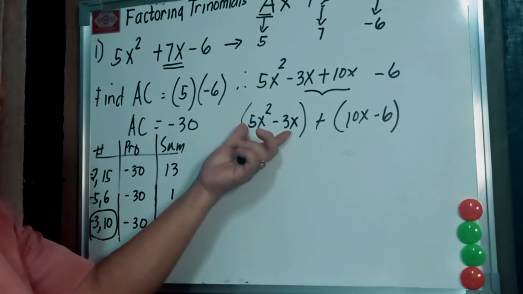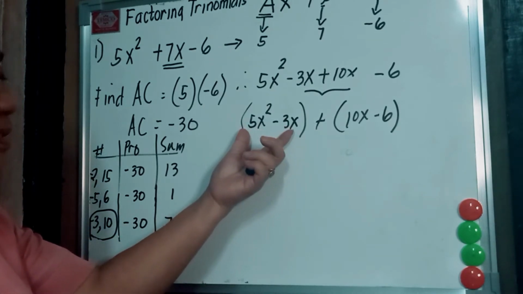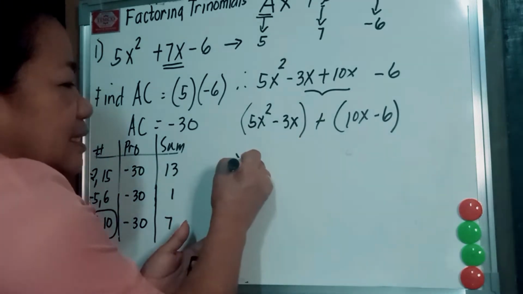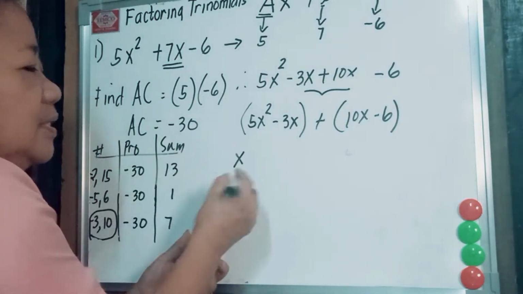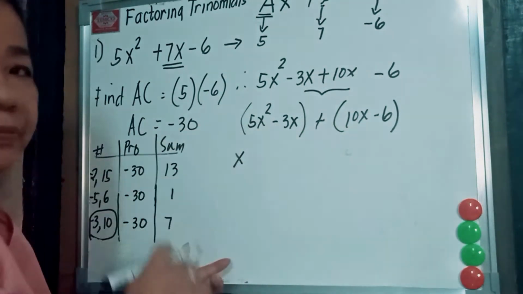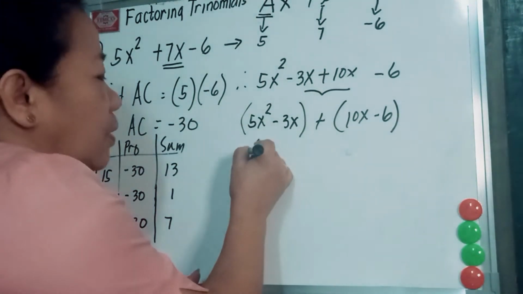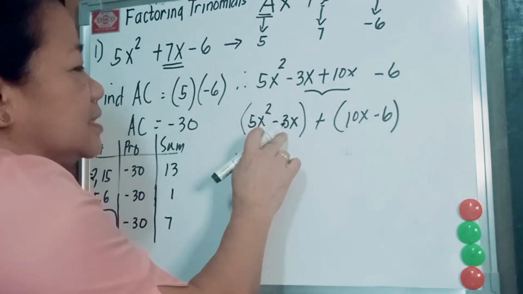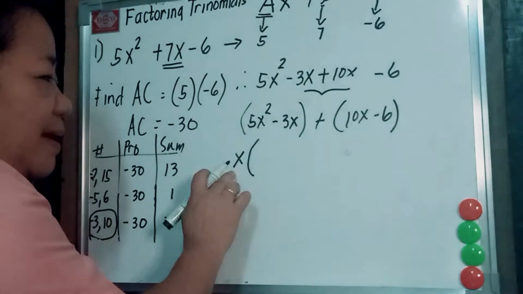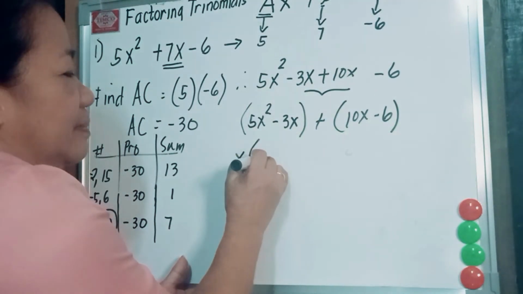Now, in the first group, what is common? So, you will notice that both terms have a variable x. So, x is common to the two. So, therefore, x is the first factor of the first group. So, to get the second factor of this, you have to divide 5x squared by x. You will get 5x.